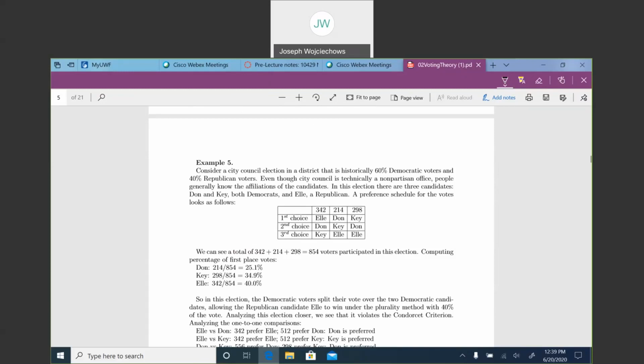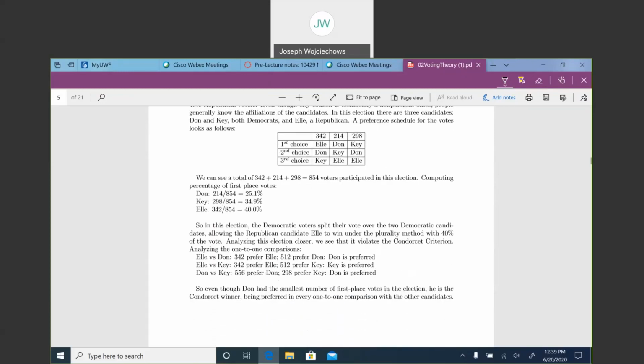So here we have our preference schedule. We can see of the 342 plus 214 plus 298, or 854 voters who participated in this election, we can compute the percentage for first place votes, and we see that L is the winner. L received the most first place votes. So in this election, the Democrat voters split their vote over the 2 Democrat candidates, allowing the Republican candidate L to win under the plurality method with 40% of the vote.